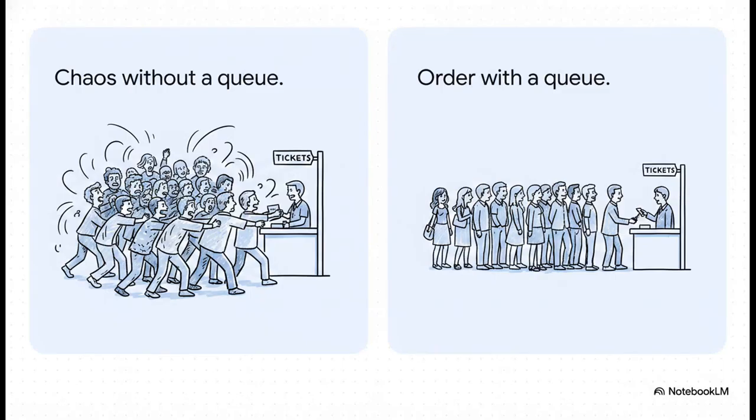I mean, look at the difference here. On the left, you've got pure chaos. It's a total mess, and it's not fair at all. But on the right, you've got calm, predictable order. That's what the queue brings to the table. It's literally the difference between a mosh pit and an orderly line.